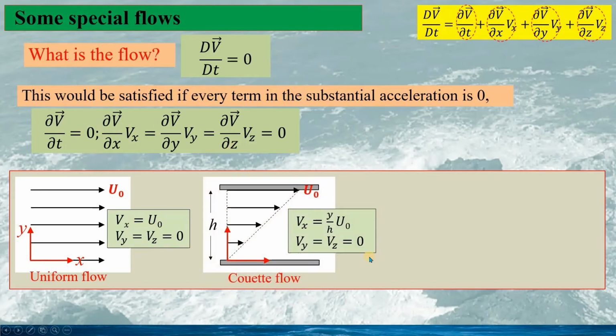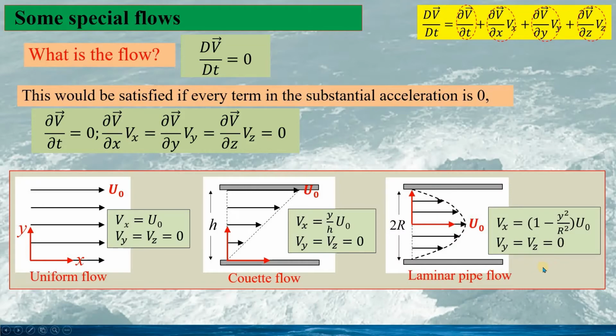Another example is the Couette flow. It is the flow between two large plates. The lower plate is fixed and the upper plate is moving with the velocity u0. And the velocity distribution would be given as this. So again, if we use all these velocity components in the substantial acceleration, we can see all terms in the substantial acceleration would be zero.